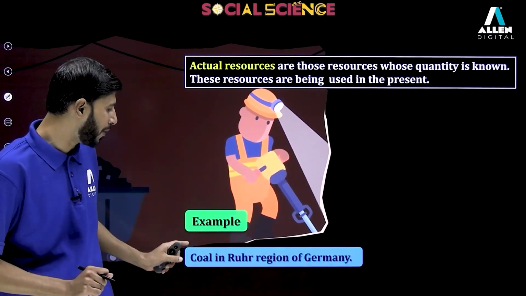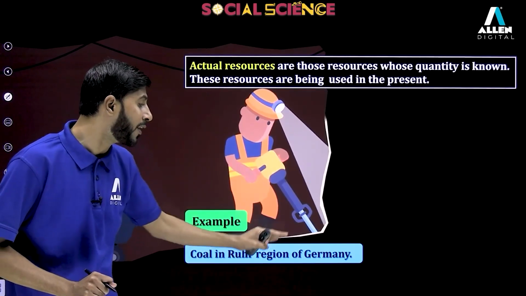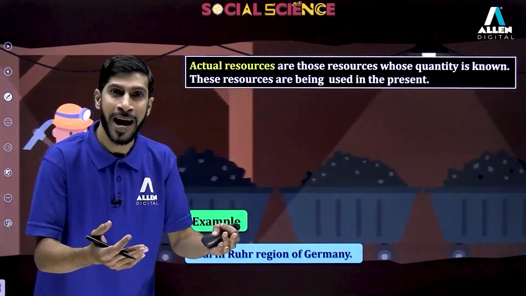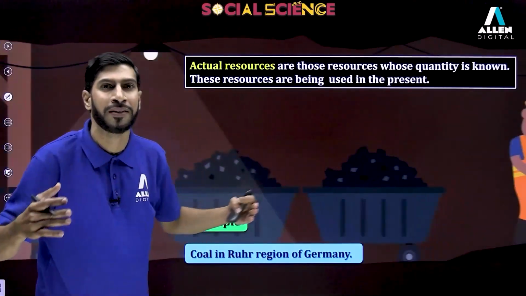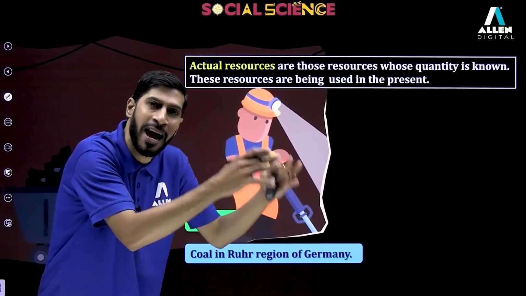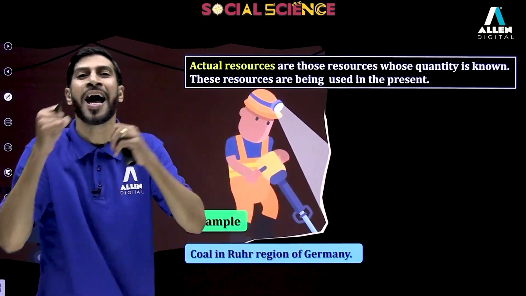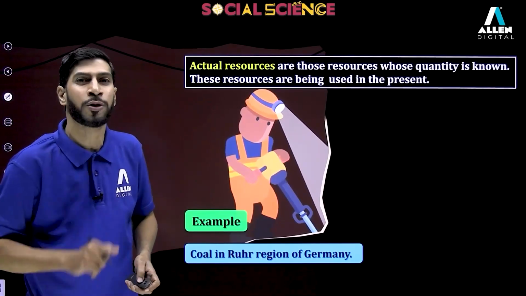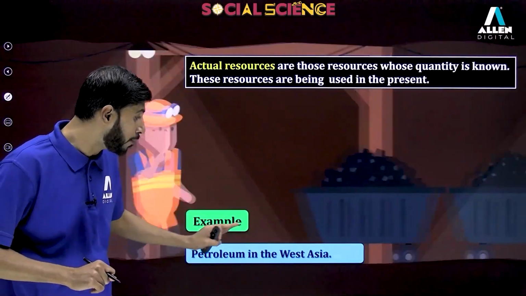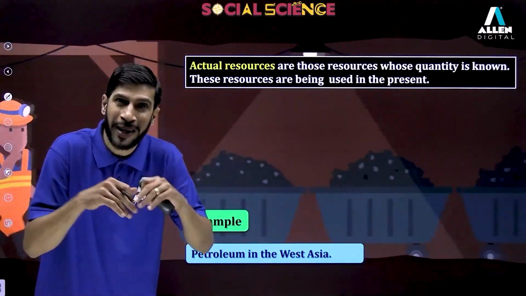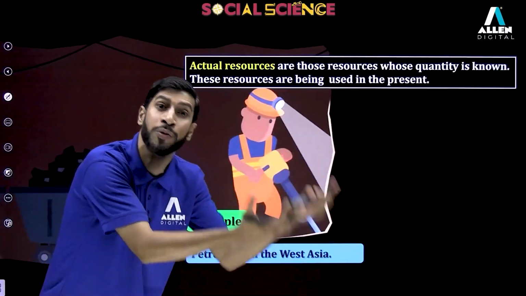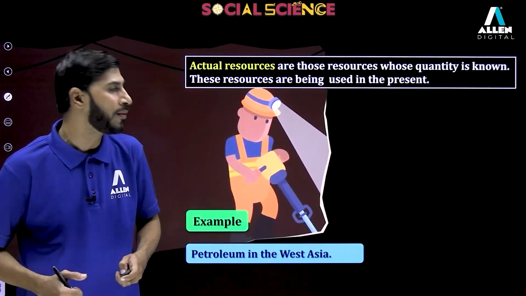Let us take some examples here. Coal in the Ruhr region of Germany. So Ruhr is a place in Germany, and there they have coal fields and coal mines. So they know how much quantity of coal they have and they are using that. So that is called an actual resource. This is one example we have. The second example we have is petroleum in West Asia. So in the West Asian countries, they know how much petroleum they have and they are using it. So that is also one example.